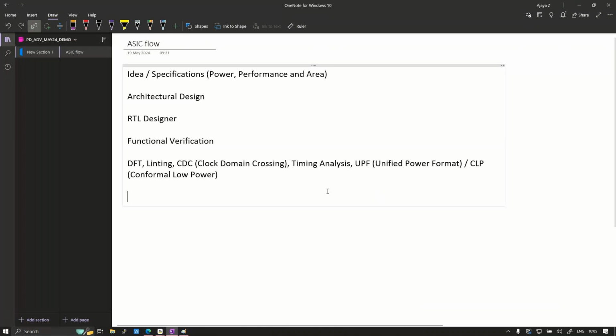Front end related, could you please ask with respect to the admin? Because this is completely related to the back end, as I said initially itself. Here I'll just be discussing the basics of the ASIC flow, and after that I'll get into the advanced part of this particular physical design.